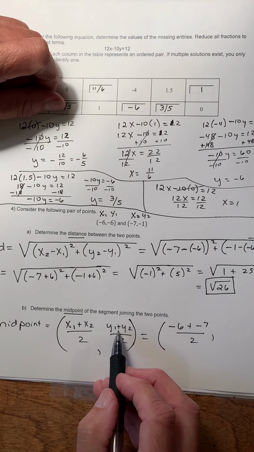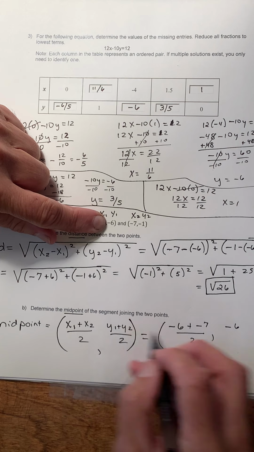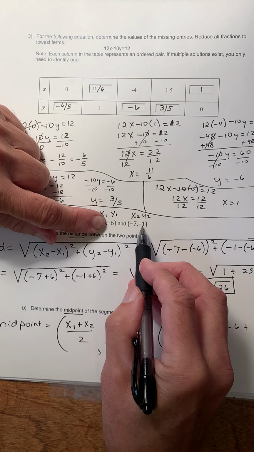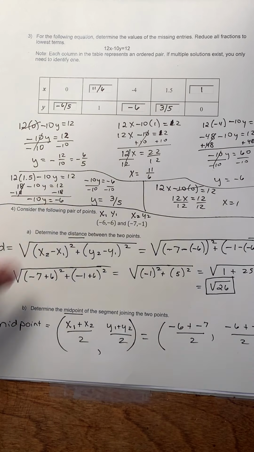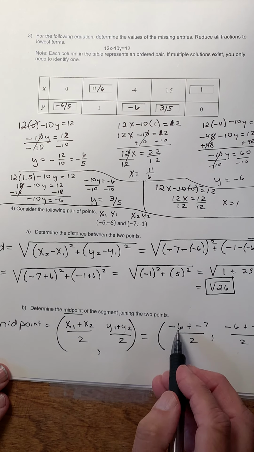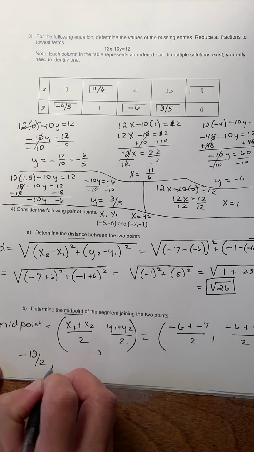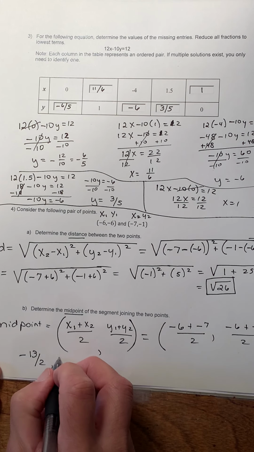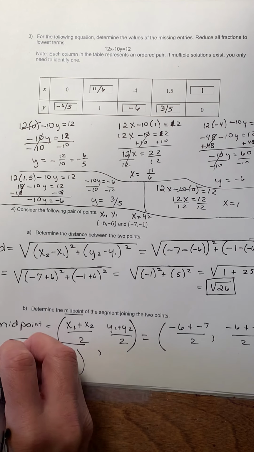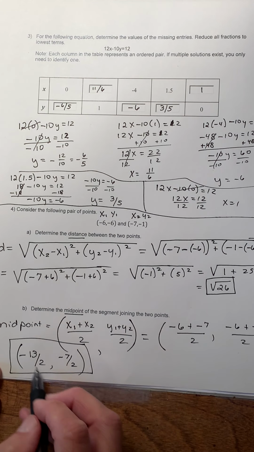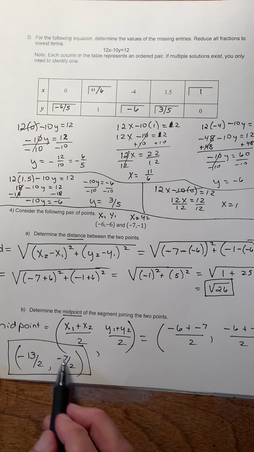Now I'm going to add my two y's. y1 is negative 6 plus y2 is negative 1 over 2. So that's negative 13 over 2, and that's negative 7 over 2. And that's it. There's my midpoint. Those are simplified fractions. Nothing will go into 13 and 2 or 7 and 2.